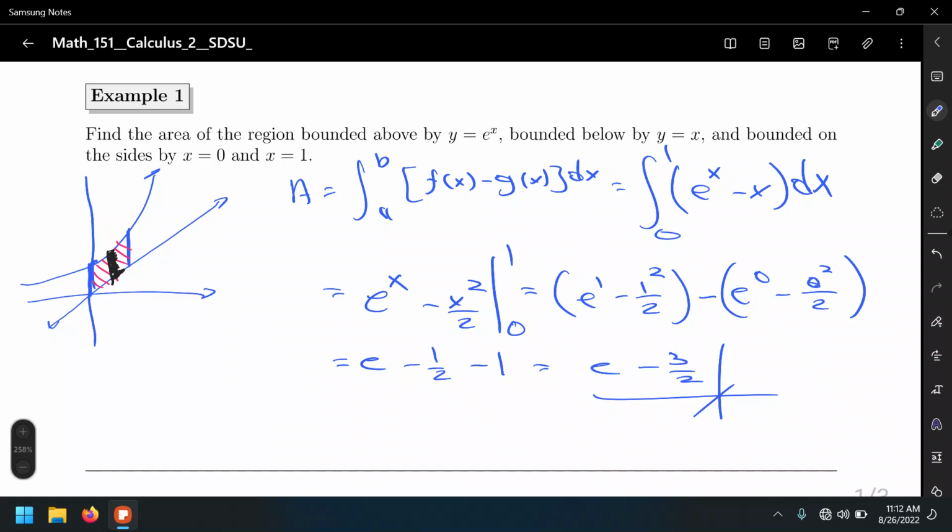Of course, it depends on the situation. You might be asked to write this result rounded to 2 or 3 decimal places, but usually problems like this are in exact form. What if the curves intersect in the region that you're finding the area for? That's the next exercise.